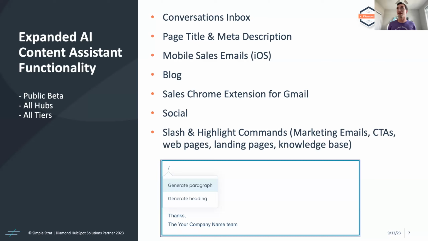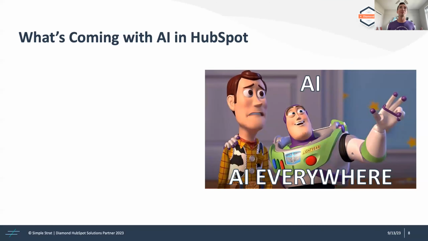So you can do things like help you write blog drafts, subject lines, and social posts from blogs. There's all kinds of cool things that they're rolling out there. So AI was a big topic of Inbound, as you might imagine. And I think AI everywhere is really HubSpot's goal. Anywhere that you go in HubSpot, AI is just going to feel like a natural part of the tool.